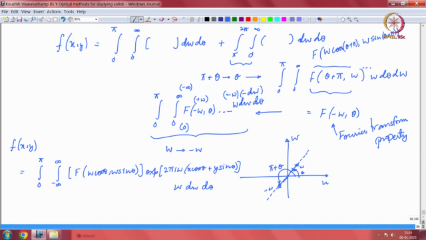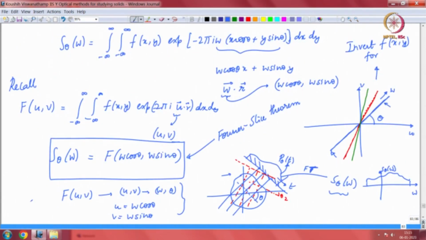Now, remember the equation for a line was x cos theta plus y sin theta equal to t. That was the equation for the line that we used at the start. So, this term inside is exponential of 2 pi i w t. And remember from the Fourier slice theorem, this was S theta of w. This was the 1D transform of the single projection. If you go back, this is the Fourier slice theorem, this was S theta of w.